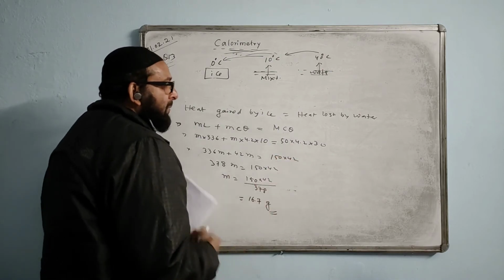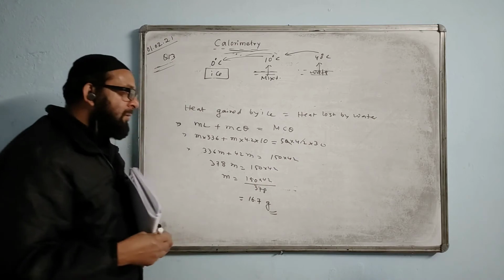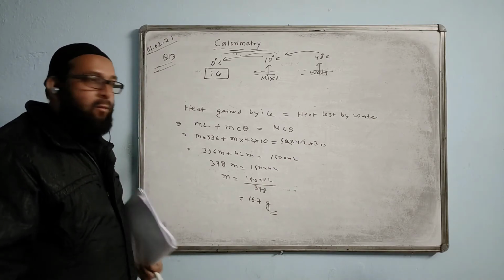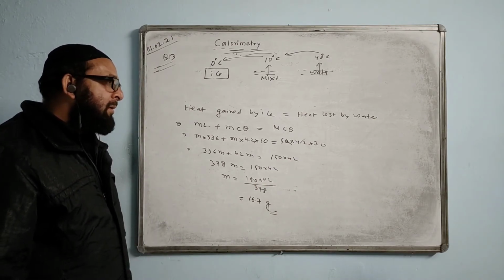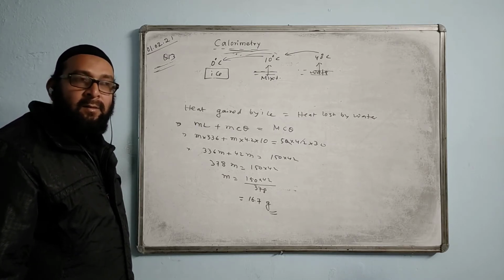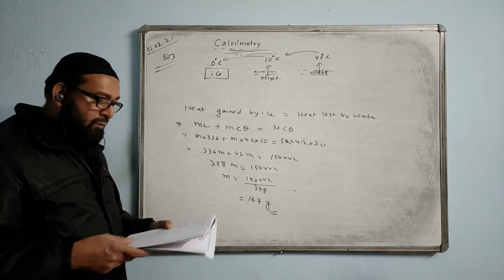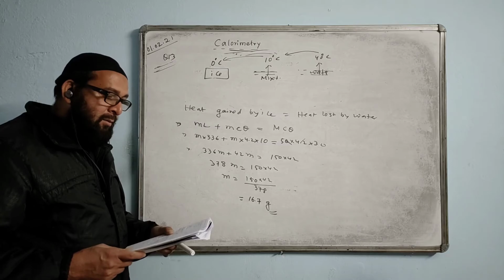The point is removed here. This point is cancelled with the 1 0. You will get this answer. The calculation you have to do on your own. Understood?